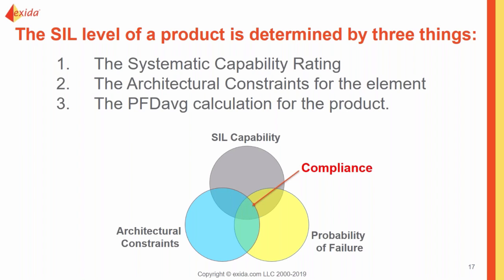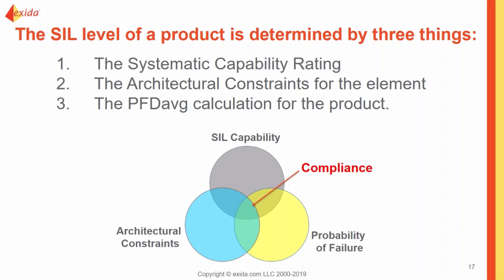You wouldn't believe how many times we see people cherry picking at this point. Well, I did really good at the probability of failure, or I did really great with the architectural constraints. I don't have to worry about the SIL capability, right? No, absolutely not. The standard says unless you meet all 3 of these things, you do not have SIL compliance. So, what are those 3 things? The first is systematic capability, then architectural constraints, and finally the probability of failure.